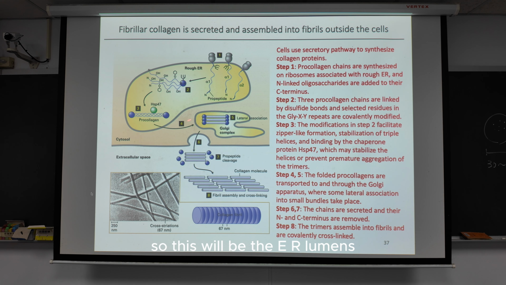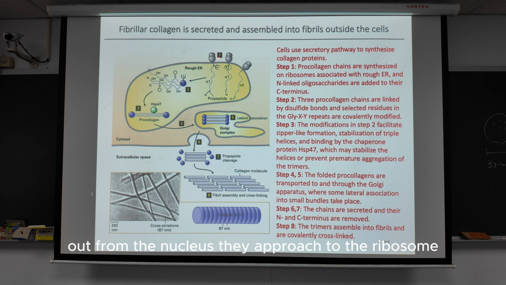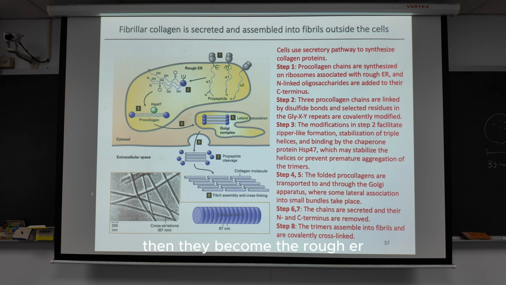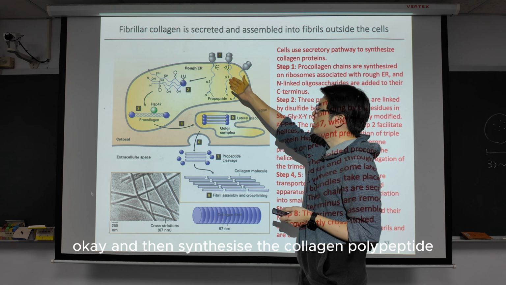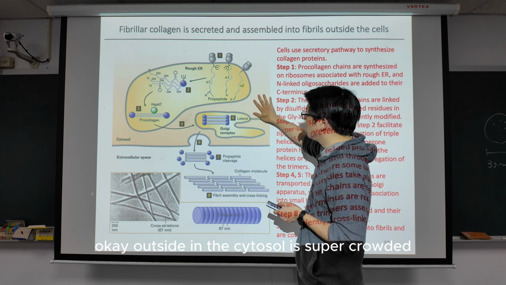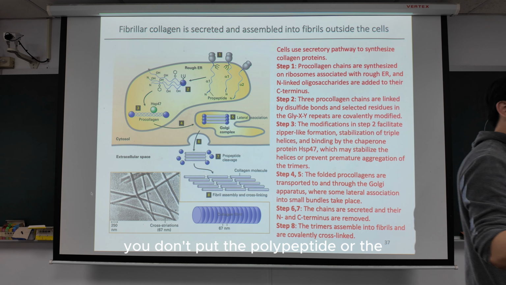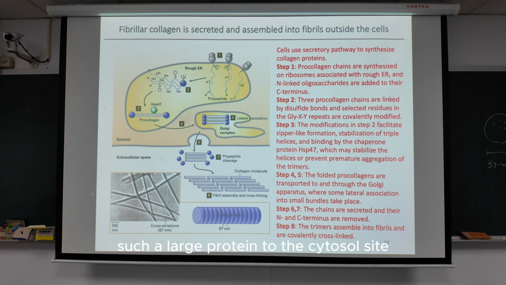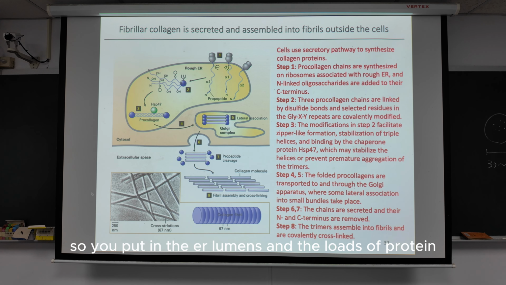So this will be the ER lumen. Once the collagen mRNA is synthesized, transcribed and then goes out from the nucleus, it approaches the ribosome. The ribosome receives those collagen mRNAs. They will approach the ER. Then they become the rough ER. Okay, and they synthesize the collagen polypeptide and put that into the lumen because it's not a crowded environment. Outside in the cytosol is super crowded. You don't put the polypeptide or such a large protein into the cytosol side. So you put it in the ER lumen.